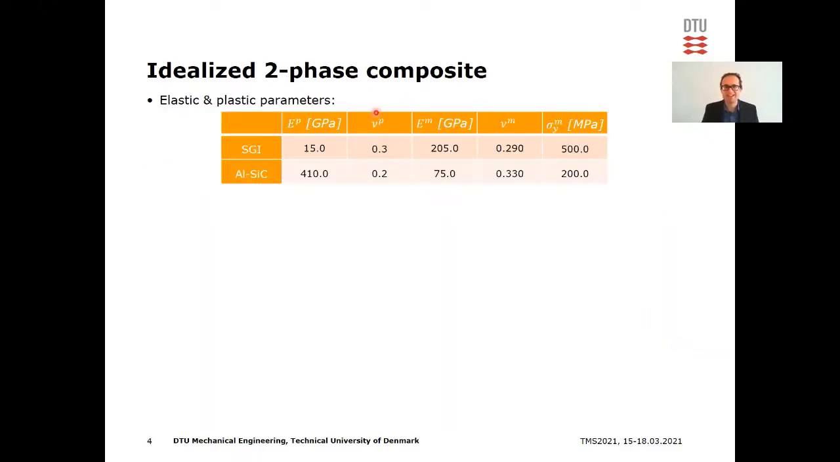For an idealized two-phase composite like this one, we only need 5 parameters to describe the elastic and plastic parameters of the particles and of the matrix, which are the Young's modulus and Poisson ratio of the particles, the Young's modulus and Poisson ratio of the matrix, and the yield stress of the matrix. We selected 2 sets of these 5 parameters in order to represent the behavior of spheroidal graphite iron and of aluminum containing silicon carbides.